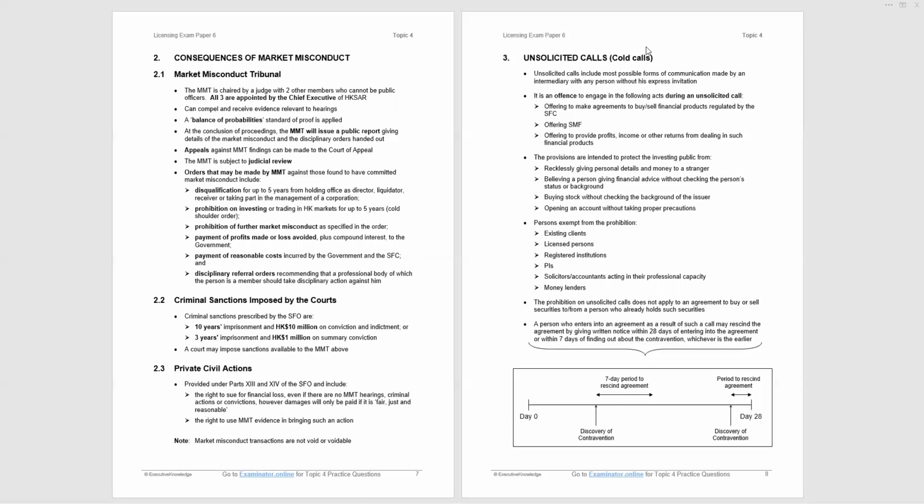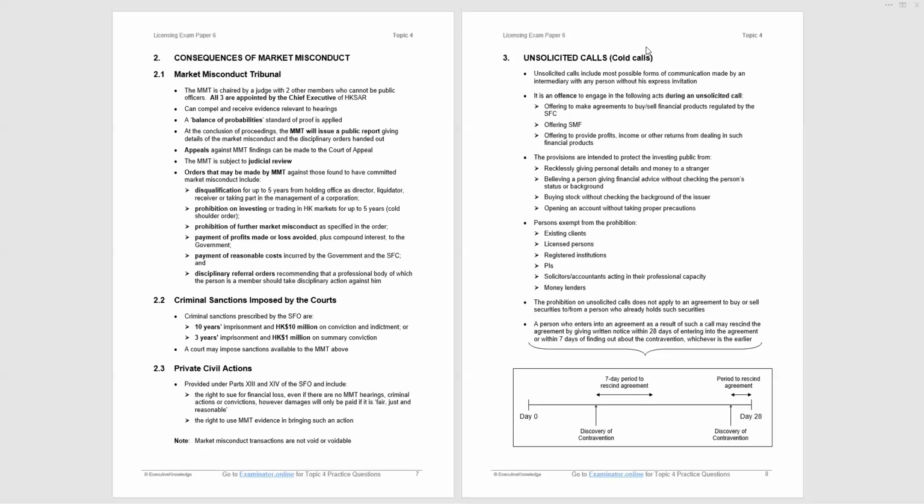Private civil actions can occur on top of either civil and criminal routes. And this is where someone brings a private action against someone committing market misconduct to sue for their own personal financial loss.